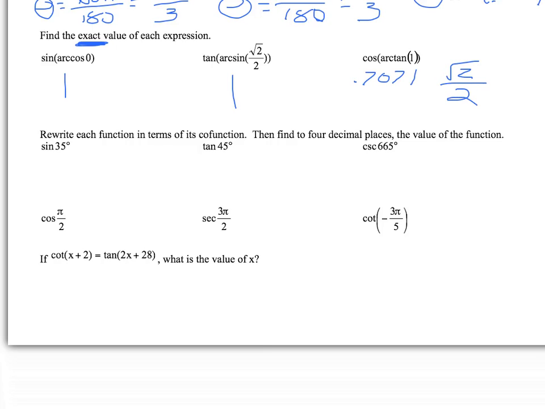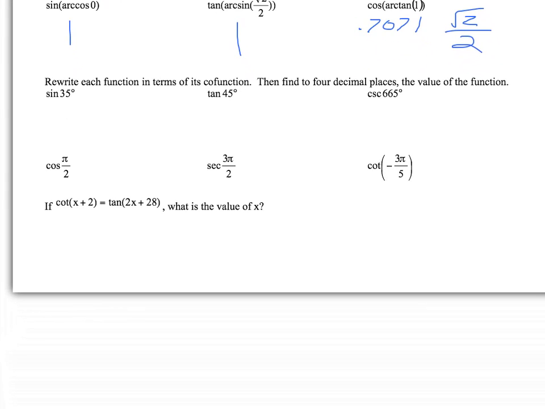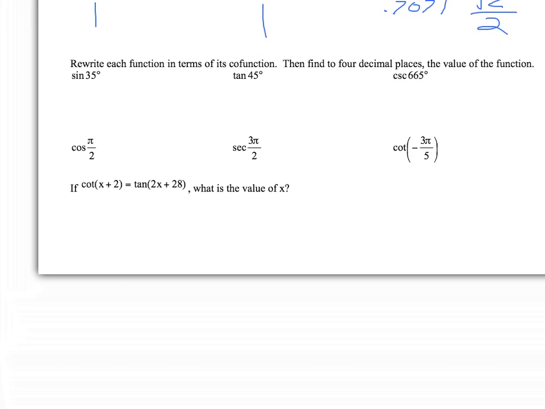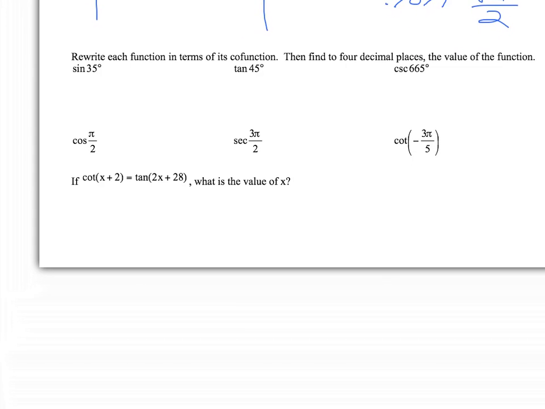All right, this next part here, I have a lot of problems that practice with cofunctions. And the reason I do is because it helps us with our reference angles as well. So we will go through this. Please pay attention to the very last problem I do. It's written a little bit differently than the ones we've been doing, but it's still important.